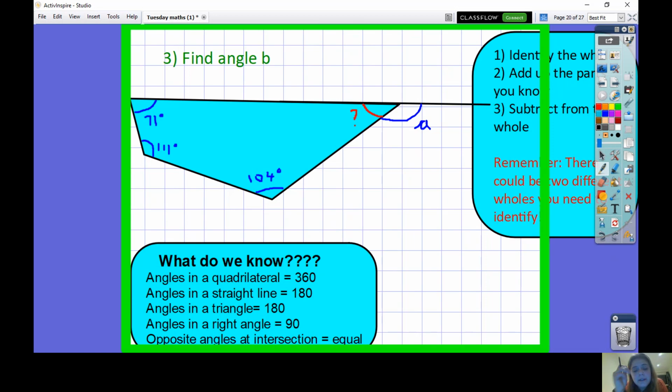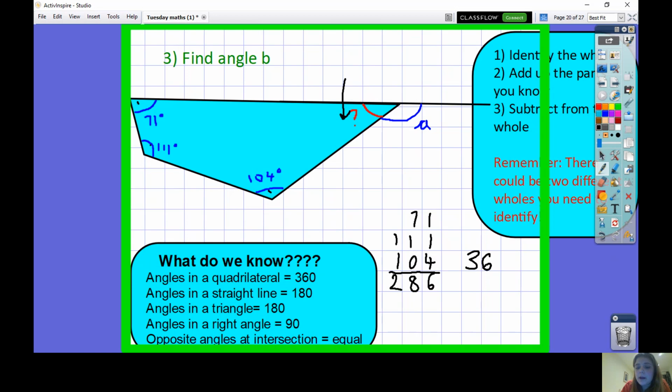Okay, so the first thing you needed to do was find this missing angle. It's inside of a quadrilateral and you can see I've got 1, 2, 3 of the other angles. So it's a simple missing quadrilateral angle. I will do 71, add 111, add 104. 1 add 1 add 4 is 6, 7 add 1 is 8, 1 add 1 is 2. Okay, I've added up everything I know.